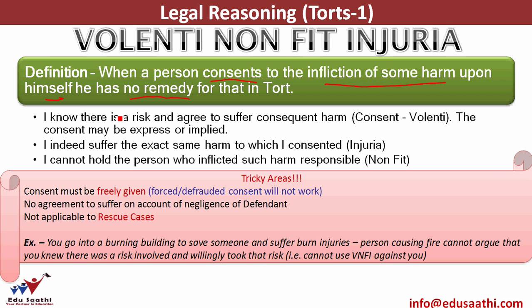This means I know there is a risk and I agree to suffer consequent harm due to that risk. This would mean consent, which is a term for voluntary used in the defense. The consent may be express or implied. It could be that you might expressly say that I consent to this harm, or there must be any implied consent to it. Right? Next is I indeed suffer the exact harm to which I consented. The harm should be the one which you consented to. It should not be any other harm. Right? So I cannot hold the person who inflicted such harm responsible.